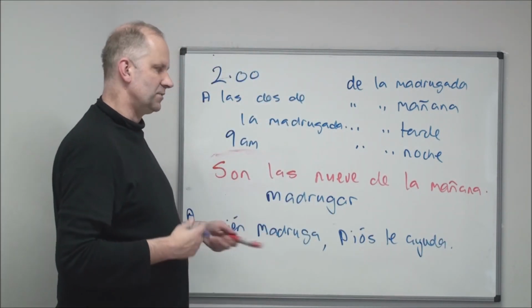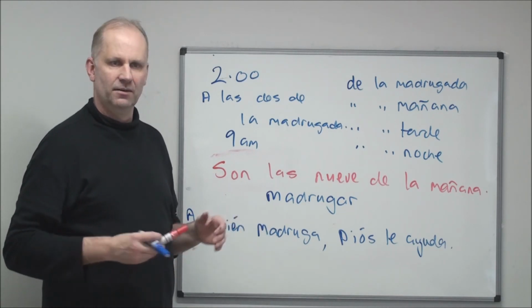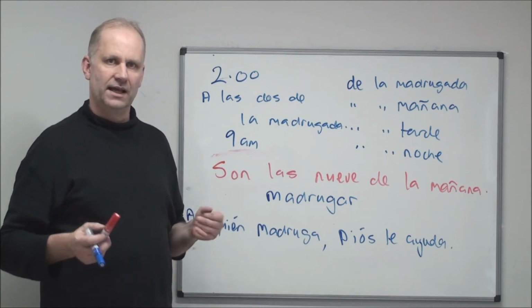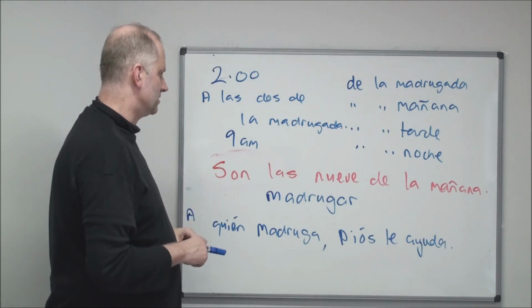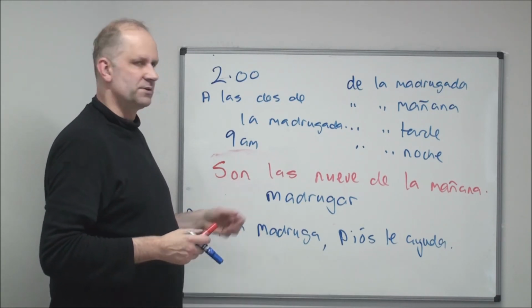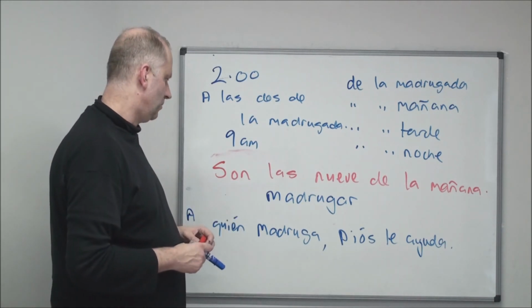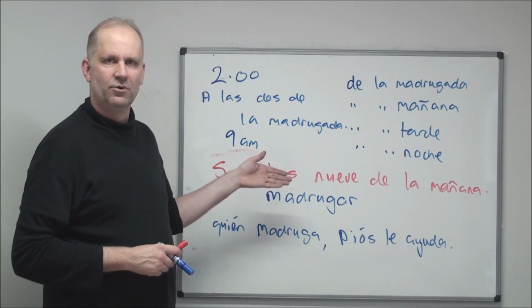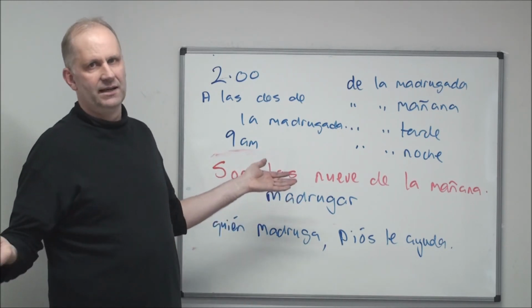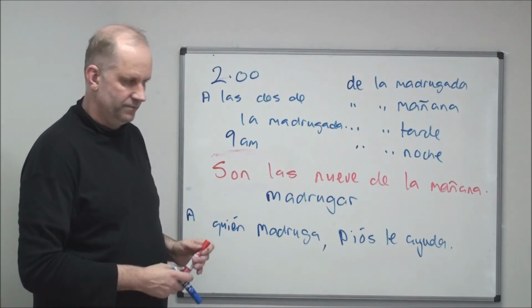So it's one of those things which is kind of, I like these little proverbs or sayings in Spanish, you know, and it's nice when you can use them. Okay, so if somebody sees you and it's 4 o'clock in the morning, 5 o'clock in the morning, you can say to them, "Quien madruga, Dios le ayuda."